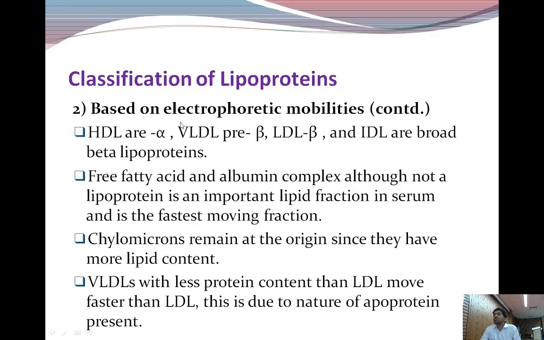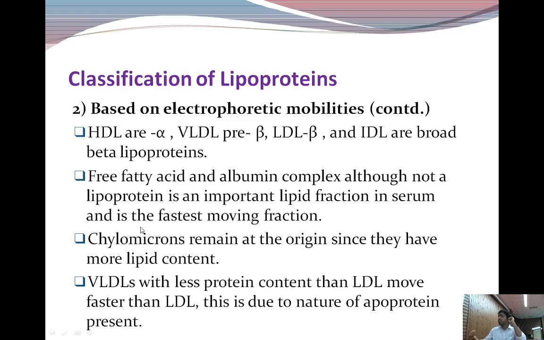What are those actually, which do these alpha, beta and pre-beta correspond to? Basically HDL is alpha. If someone says alpha lipoprotein, that is equivalent to HDL, high density lipoprotein. Then VLDL is pre-beta, beta is LDL, and IDL is broad beta. And free fatty acid and albumin complex, although they are not lipoproteins, are also a lipid fraction in serum. So when you do electrophoresis, the albumin and free fatty acid will also form a band, and chylomicron will remain at the origin, because we saw that it is mostly lipid.